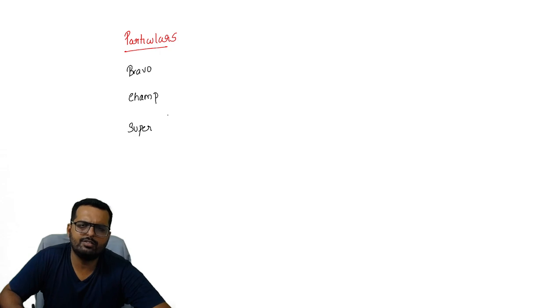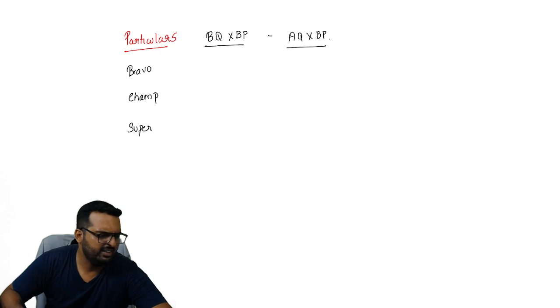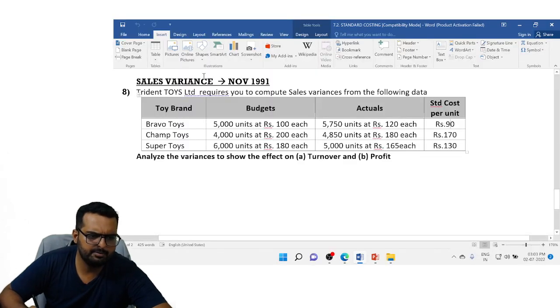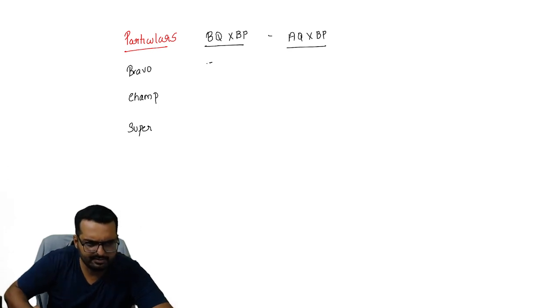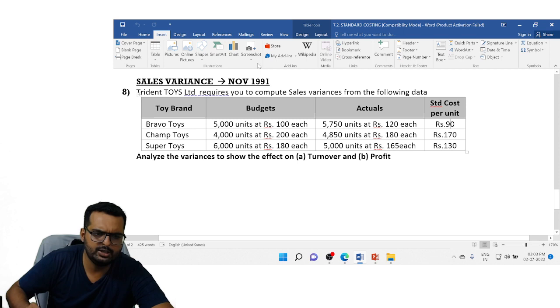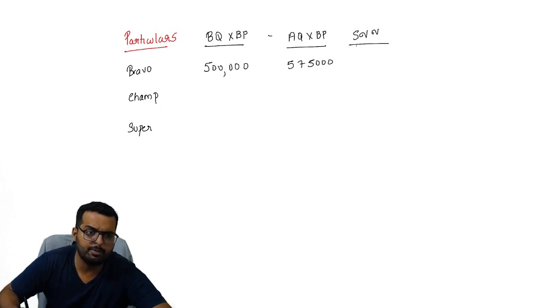What is the formula for sales volume variance, friends? Sales volume variance is 1 minus 3. So can I say it is BQ into BP, minus 3 is AQ into BP, right? Now, tell me, how much is the Bravo 5000 into 100? 5 lakhs. Minus AQ into BP will be 5,75,000. Am I right? So, what is the sales volume variance for Bravo alone? Is it turning out to be 75,000 favorable?